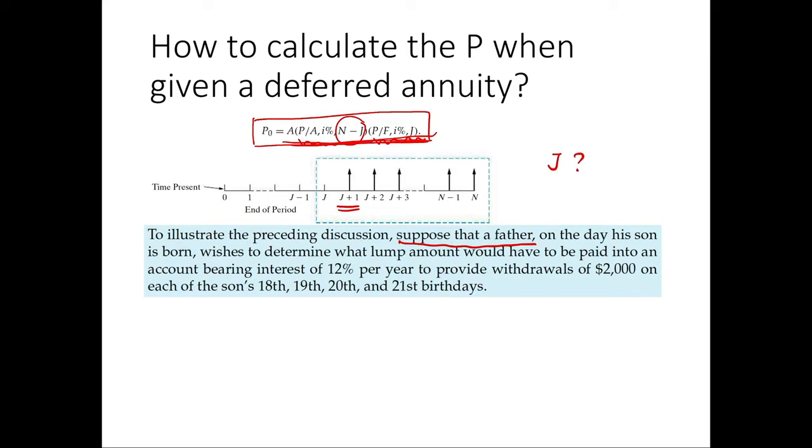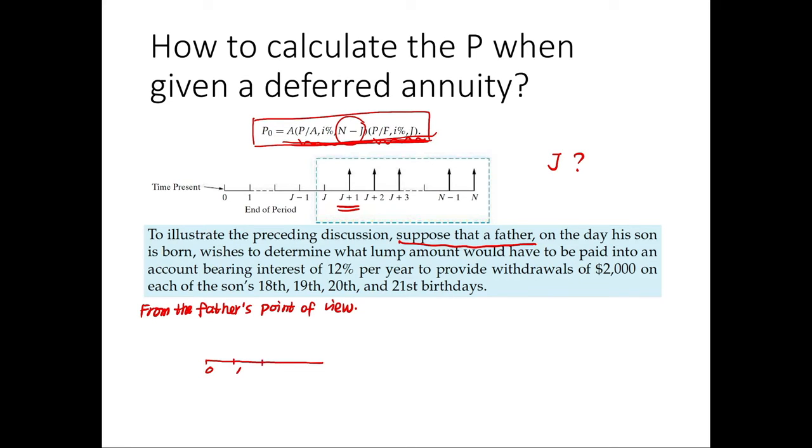So now let's draw this diagram. You can look at it from the viewpoint of the father, from the father's point of view, and then let's draw this timeline. So 0, that's when the son was born.